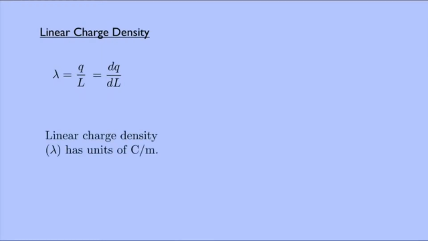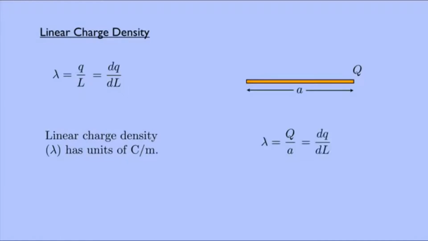So now I want to talk about charge density. First, I'm going to talk about linear charge density. And that's lambda, and that's going to be charge over length. Charge is Q, length is L. Or we could think of it as a little bit of charge over a little bit of length. The linear charge density has units of coulombs per meter, charge over a length. So if I have a line of charge of length A and total charge Q, lambda, the linear charge density, could be written as Q over A, or dQ over dL, a little bit of charge over a little bit of the length.